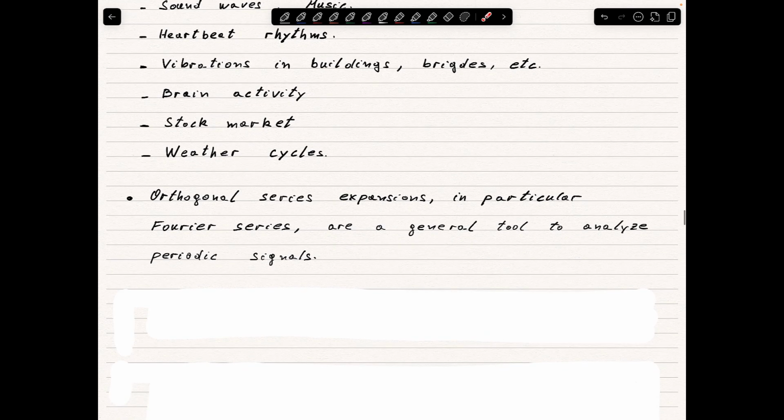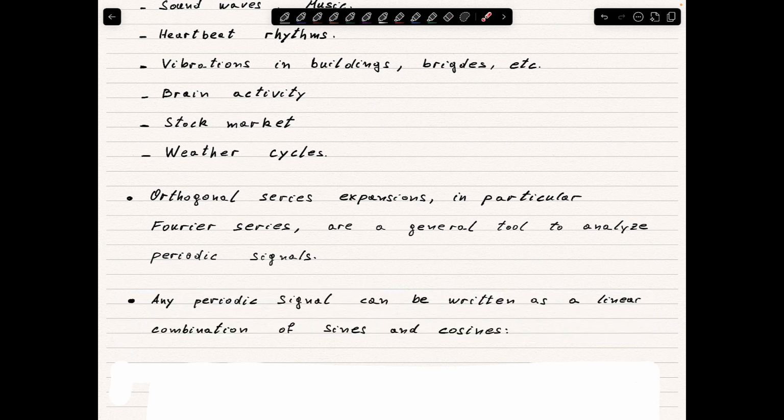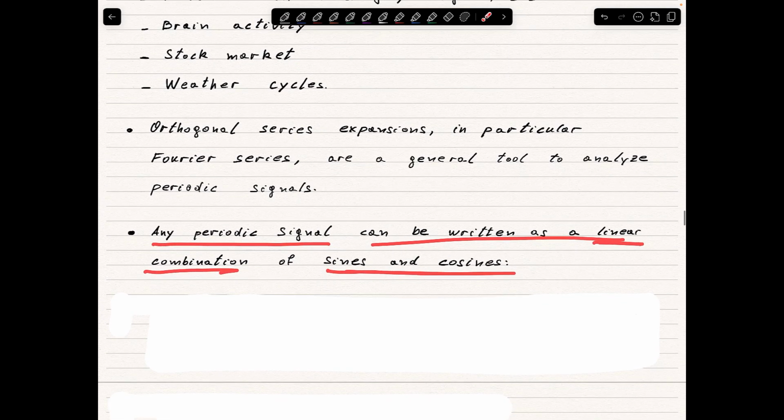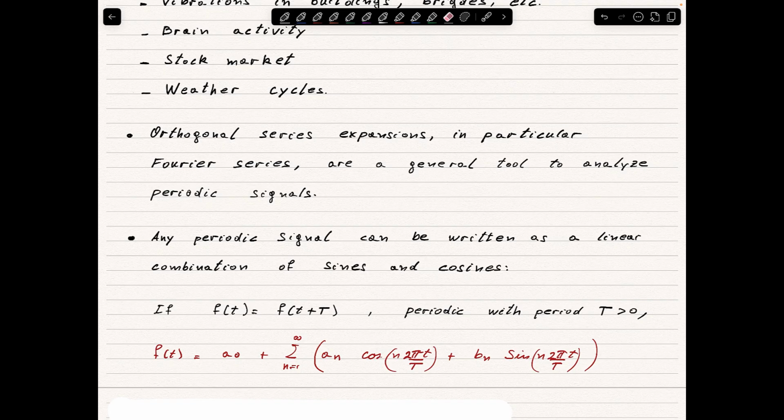Any periodic signal can be written in a particular way: as a linear combination of sines and cosines. One can prove that. For example, if we have a function f of t that is periodic, which means that the values of f of t at the time t are the same as the values of the function at the time t plus one period, or a multiple of the period. A function satisfying this property, we call it periodic with period T.